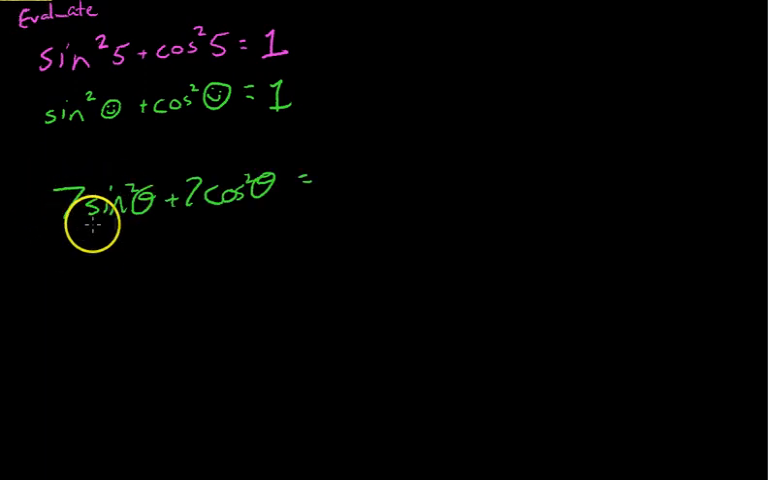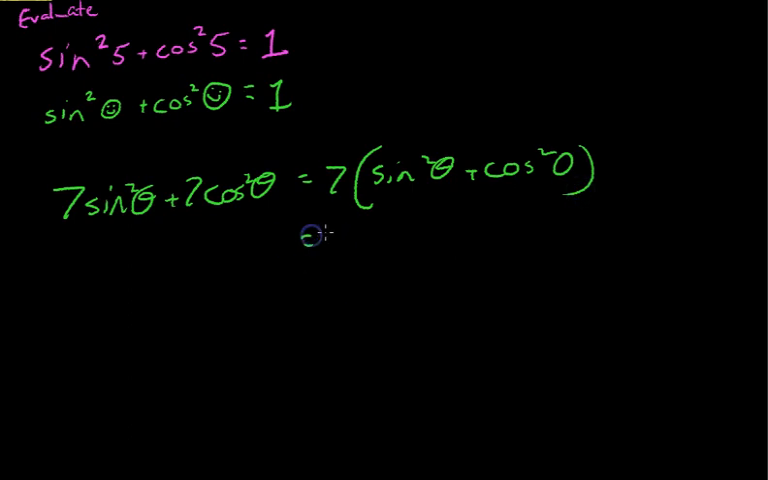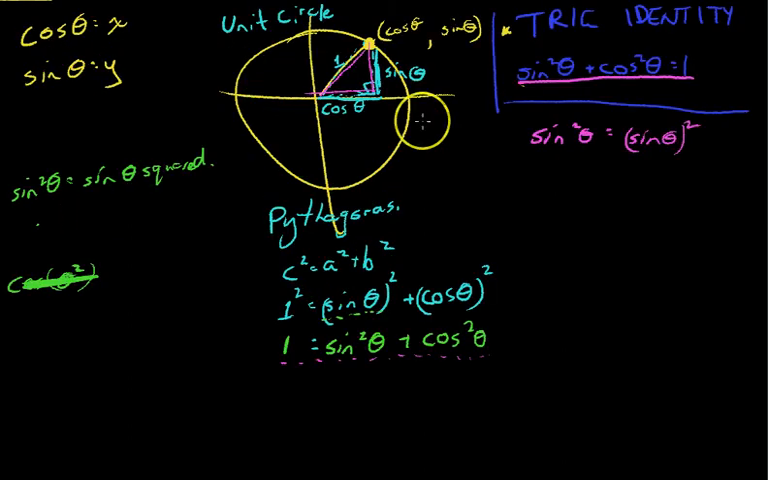Last example here, 7 sine squared theta plus 7 cos squared theta. Evaluate that. Now, first of all, factorize it. It's going to be 7 times sine squared theta plus cos squared theta. Now we can see that the thing in the brackets is equal to 1. So the answer is 7. Okay, that's it. Today we've been looking at the trig identity sine squared theta plus cos squared theta equals 1.